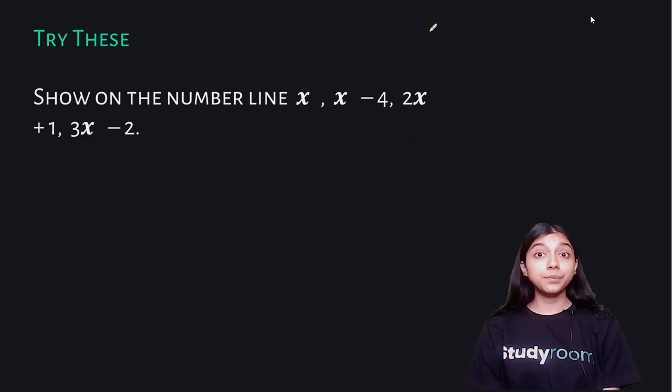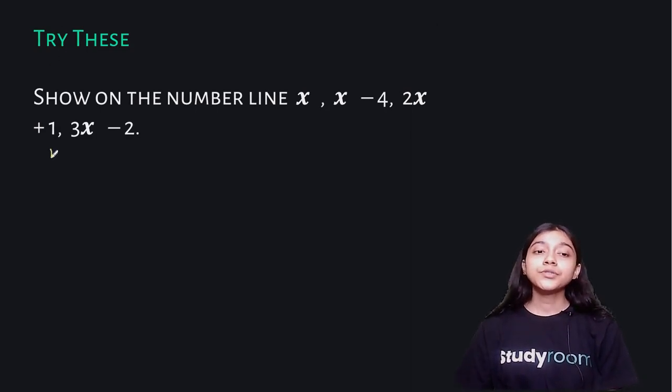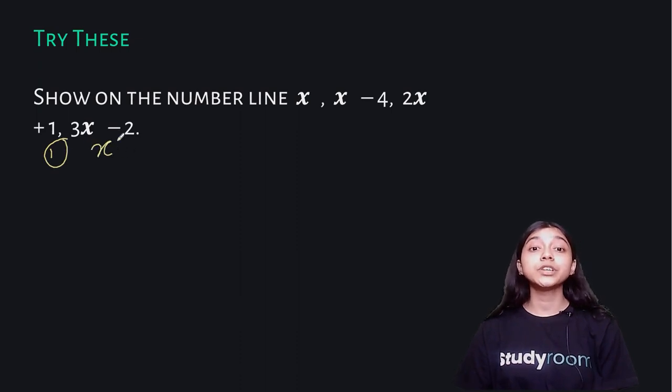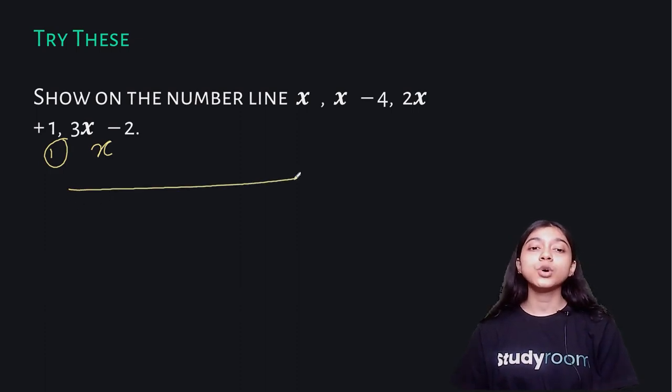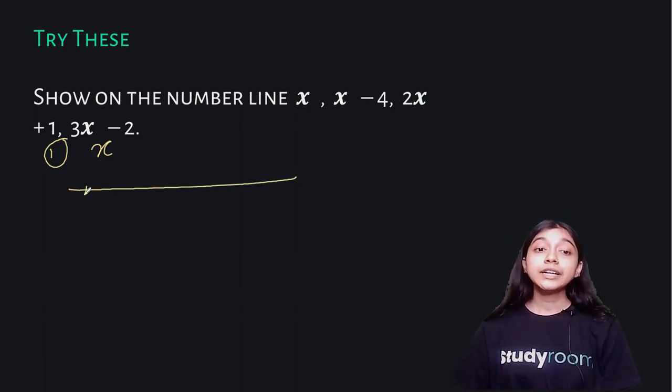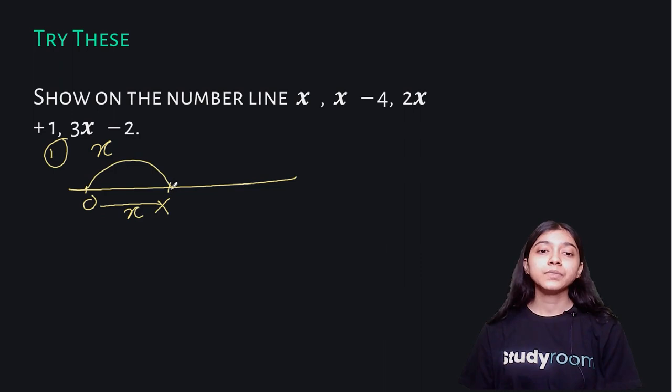Now we will discuss some more examples to make our concept even better. So we will represent the very first expression. The expression given over here is x. We have to represent this on a number line. So we will first draw a straight line. Then we will take an initial point, that is O. We will take another point, that is capital X, such that this distance from O to X represents the variable small x. So we can say that this point capital X represents the given expression, that is x.